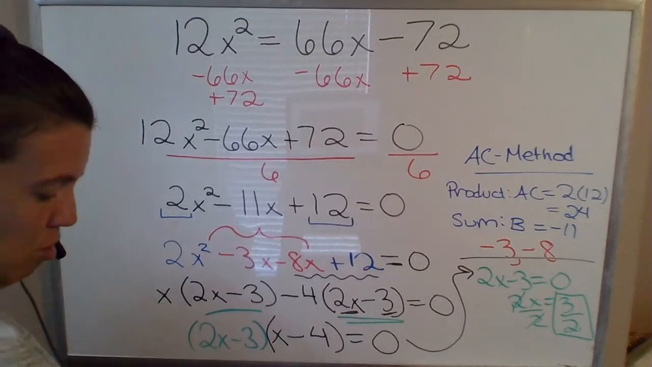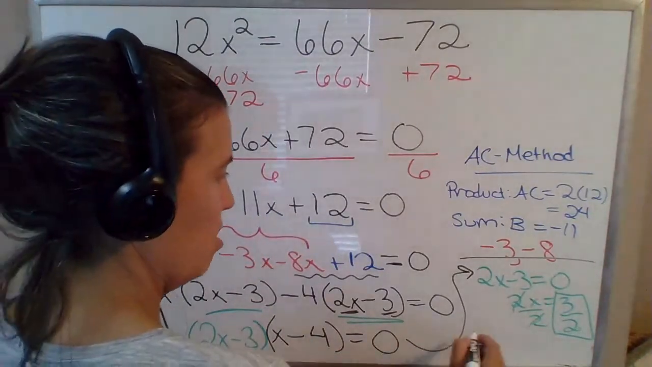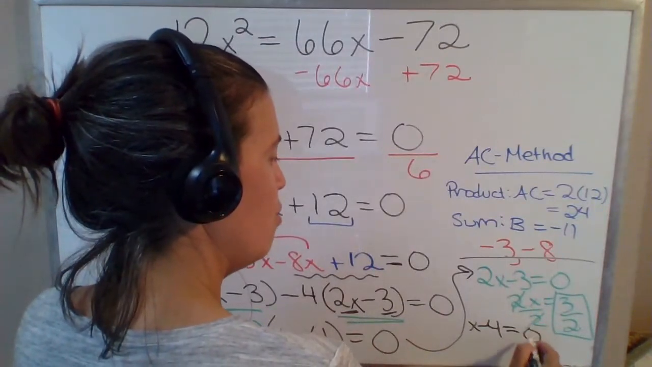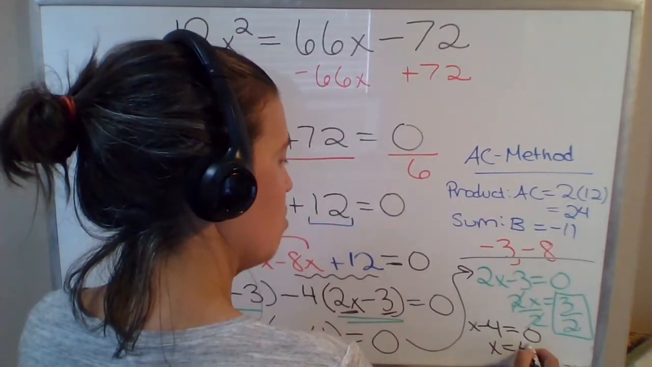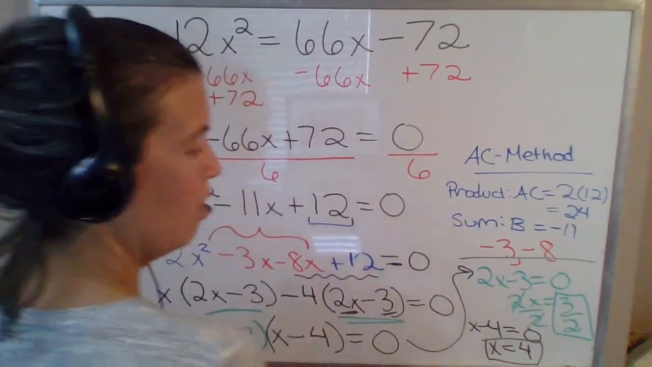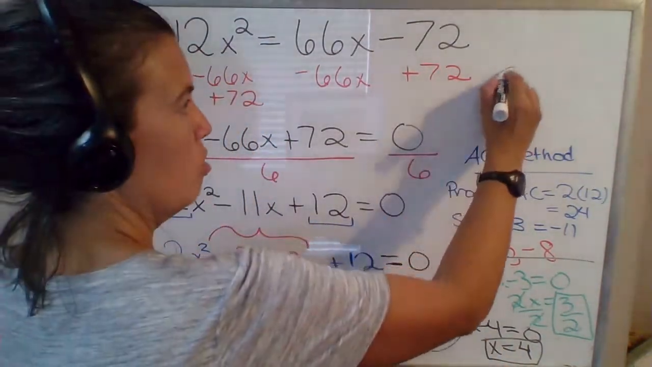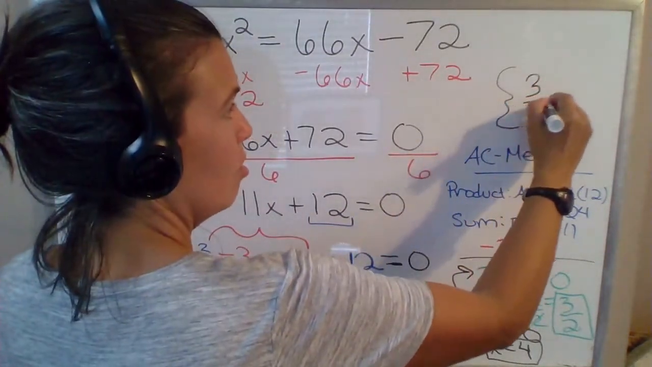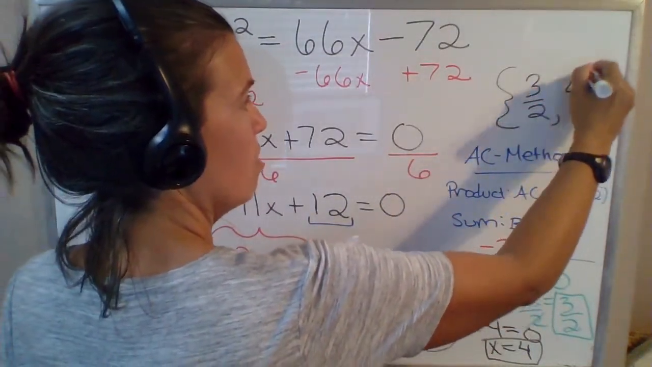The other solution, sorry I'm using the corner of the board here, but x minus 4, there's your other factor, equals 0. If you add 4 to both sides of that equation, you get x equals 4. So our final answer, our solution set, if we want to write it in the fancy brackets there, our solution set is 3 halves and 4.